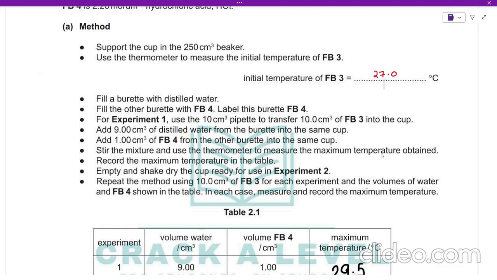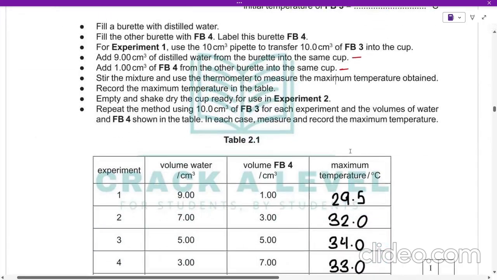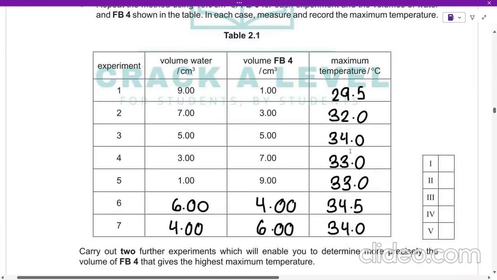So we are adding 9 cm cube of the distilled water here and we are adding only 1 cm cube of FB4 from the other burette into the same cup and using the 10 cm cube pipette to transfer 10 cm cube of FB3 into the cup. So 10 cm cube of FB3 plus 9 cm cube of the distilled water, 19 cm cube, and FB4 is 1, so 20 cm cube in total. So we are going to be recording these results.